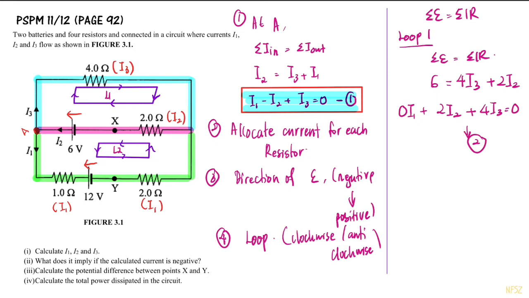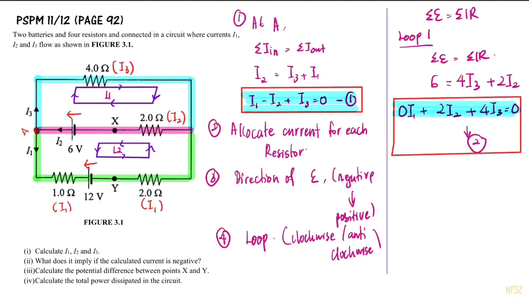Kita mesti ada 3 equation sebab kita ada 3 unknown, I1, I2 dan I3. Okay. Saya highlight kan, lupa. Okay, this is second equation.